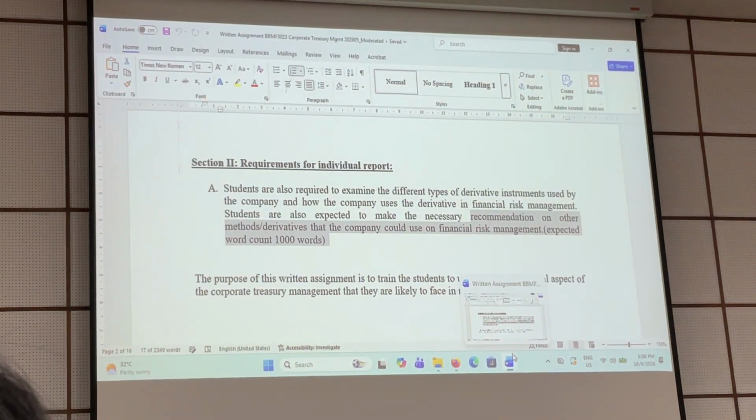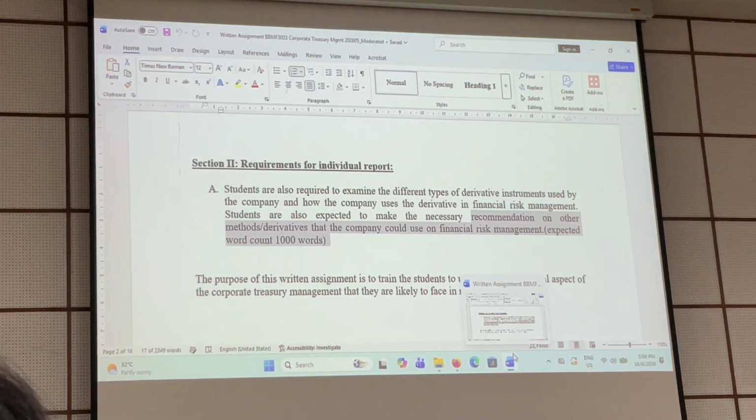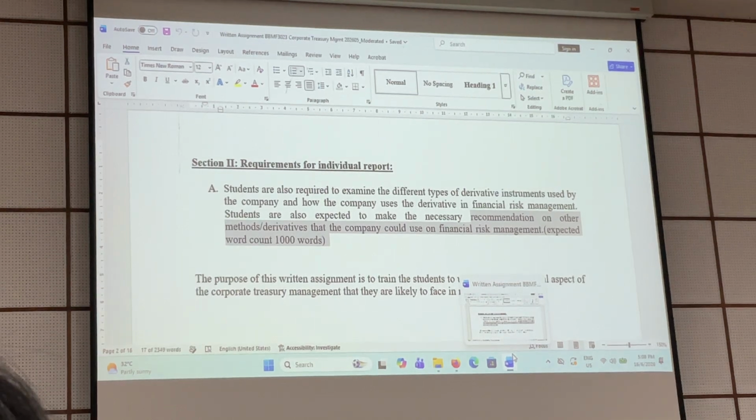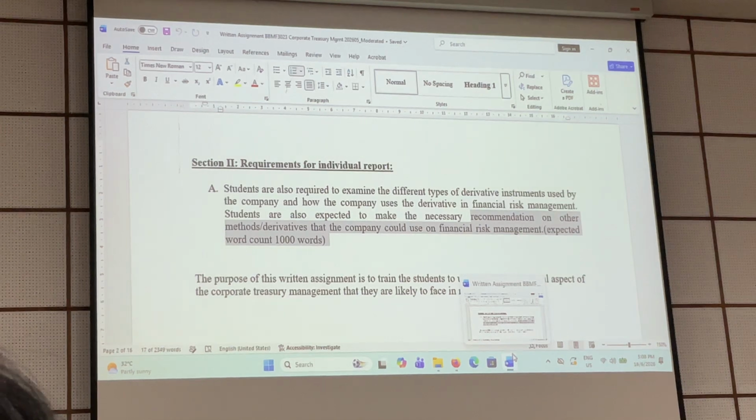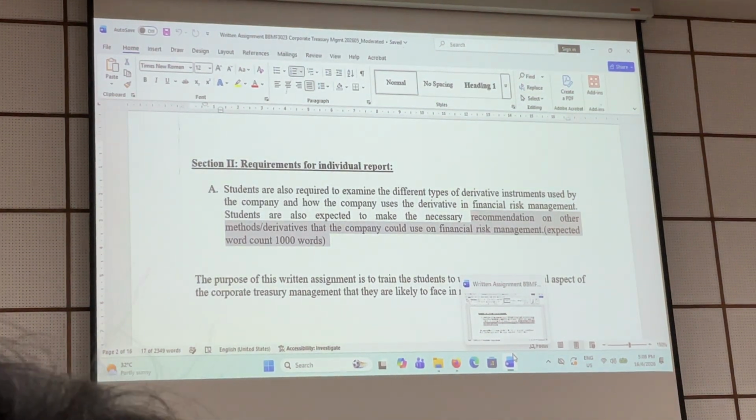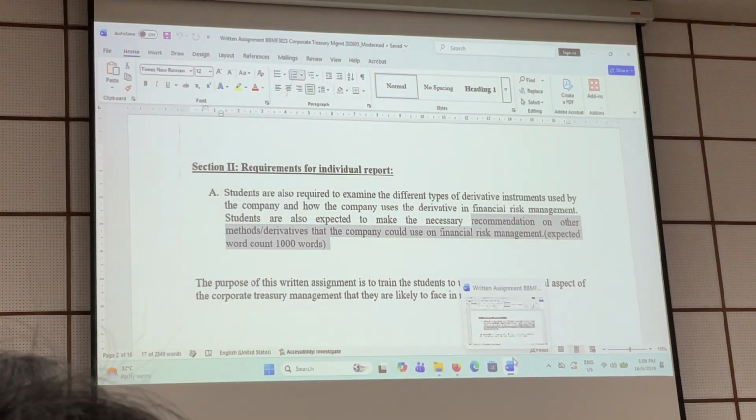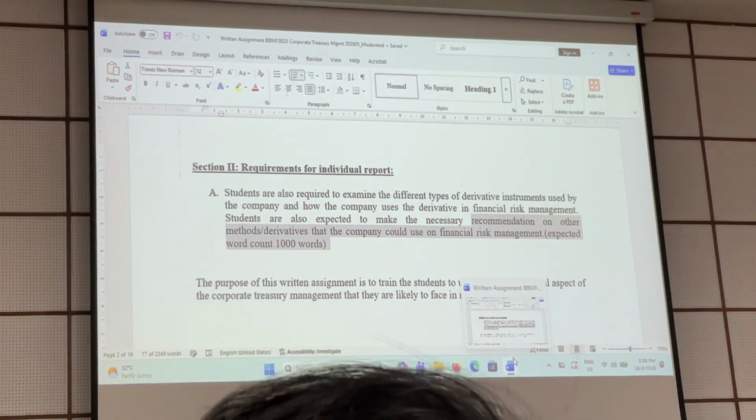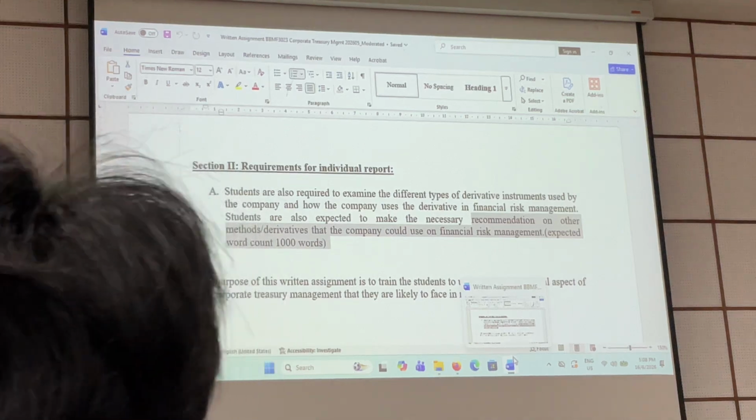So, is there a number that I've placed? Like, derivative instrument that they're using must be 3, recommendations must be 2. No, there is no number. It depends on the company or the firm, on what they're using. Some companies, you see, they only use one. Some companies, like banks, I'm giving you a clue, they use more than one derivative instruments.